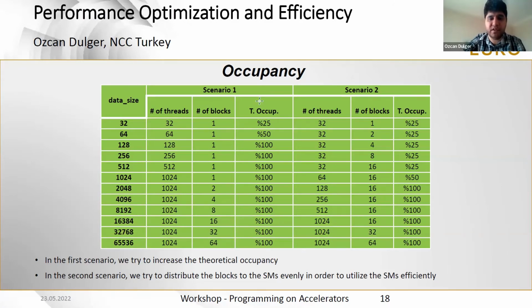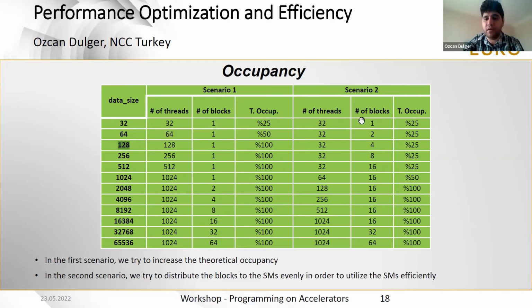So when we check the theoretical occupancy here, we achieve 100% theoretical occupancy when the data size is 2^7. Why? Because we increase the number of threads per block, and the theoretical occupancy is related to the number of threads in the block. So we achieve 100% when the data size is 2^7.